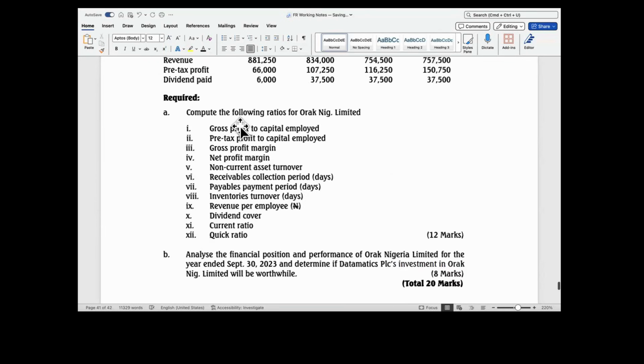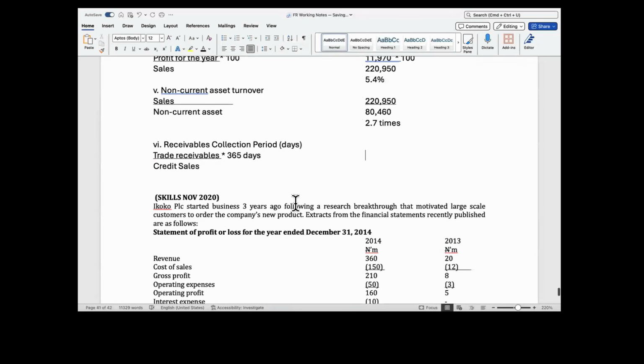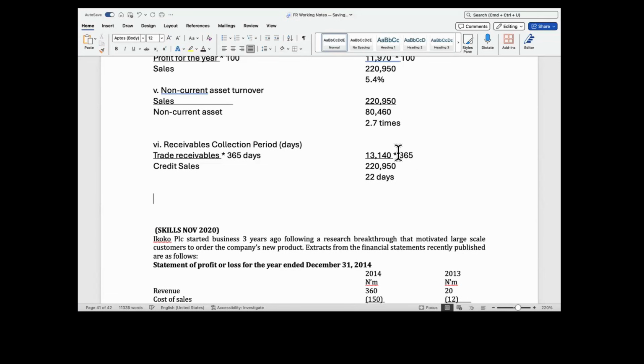So what's our trade receivables? From here, 13,140. Credit sales, except otherwise stated, is the same thing as the sales that you have, times 365 days. That's how many days? 22 days, sir. 22 days.